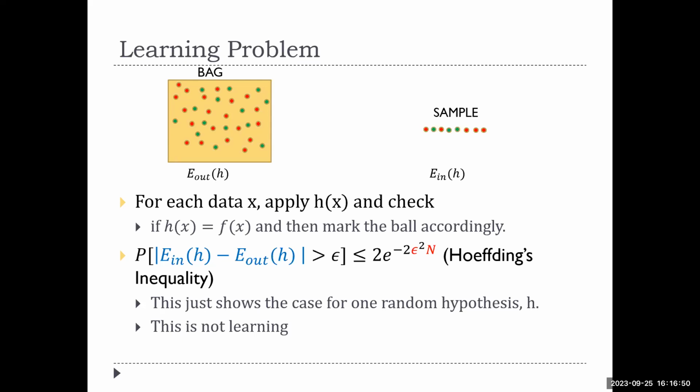But this is the critical part. The Hoeffding inequality only works for one sample hypothesis, the one hypothesis that you choose. If you pick multiple hypotheses, this Hoeffding inequality does not hold. If it is only for one hypothesis, it's going to work. I'm going to explain what this means.